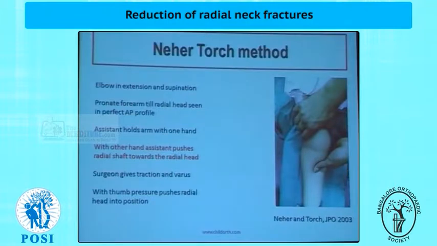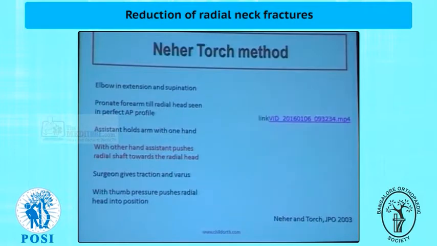Just to summarize the Neher-Torch method: the elbow is held in extension and supination. Pronate the forearm till the radial head is seen in perfect AP profile. The assistant holds the arm to give counter traction. With the other hand, the assistant pushes the radial shaft towards the radial head. The surgeon gives traction and varus, and with thumb pressure pushes the radial head into position. We'll just see a quick video on that.